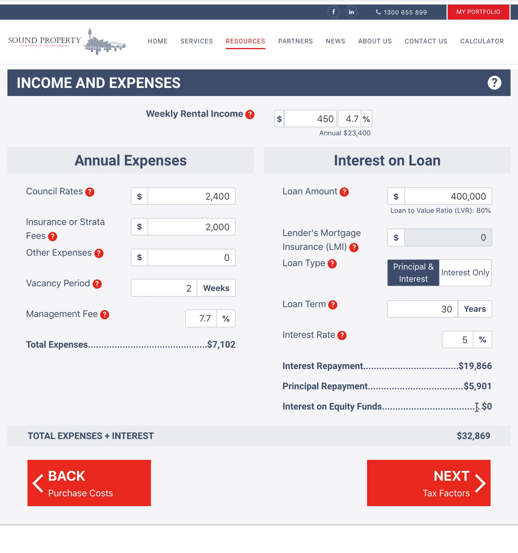So that then we can see the breakdown of our interest repayments. The interest portion is nearly $20,000. The principal portion is nearly $6,000, and the expenses are now totaling $32,000.